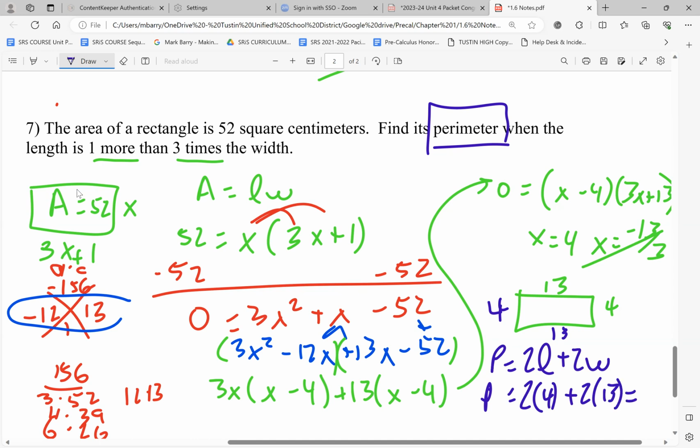So 2 times 4 plus 2 times 13. 26 plus 8, is it? 34. So our total perimeter there would be 34.